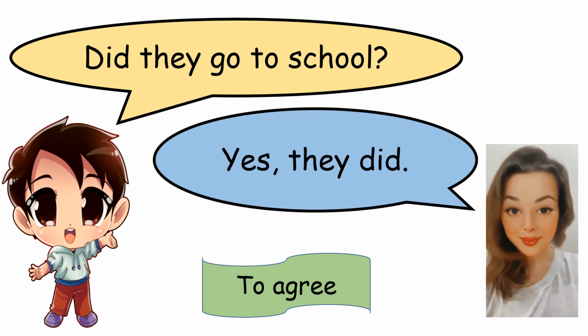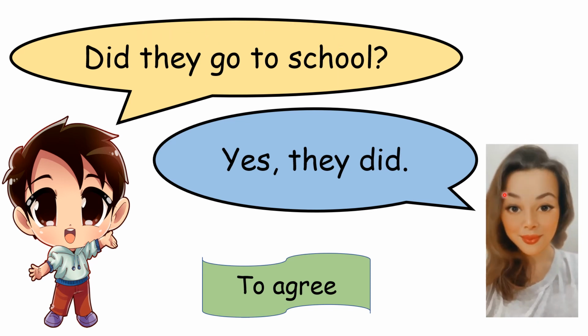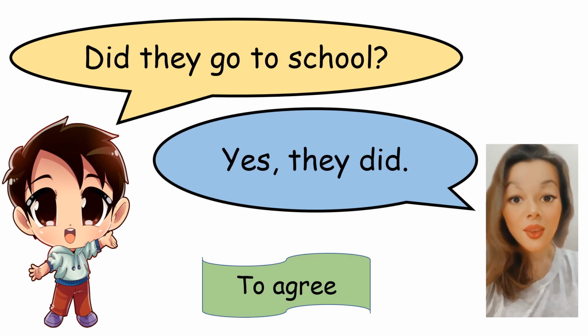Let's read this example here. Did they go to school? To agree, yes, they did. Remember, the question asks using the pronoun they, so your answer must also use the pronoun they. Okay, and when we agree, we say yes, and we only take the word did to end the sentence.